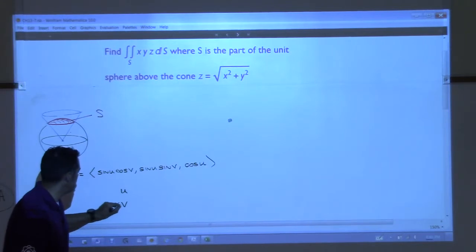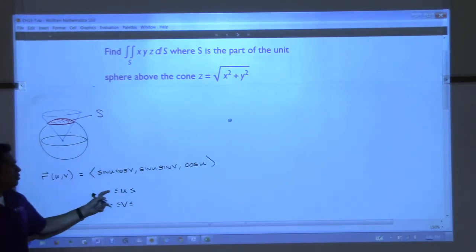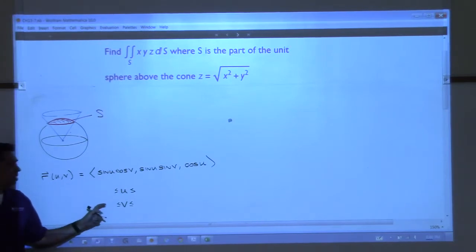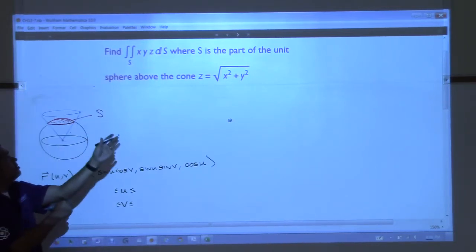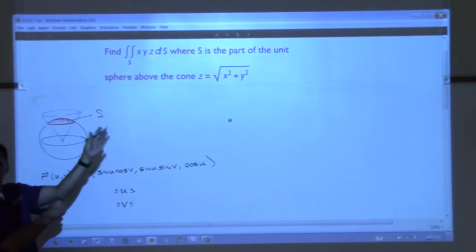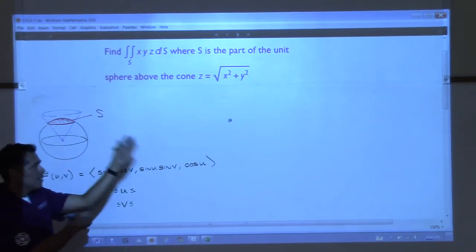This is the part that, I guess, you've got to think a little bit about. u was like the phi, and v's like the theta. So how are you going to draw me just this portion right here? What's your phi restriction going to be? 0 to what? Pi over 4.